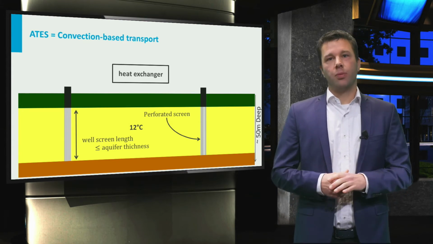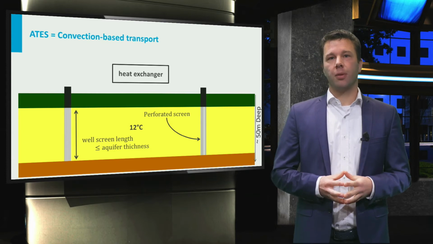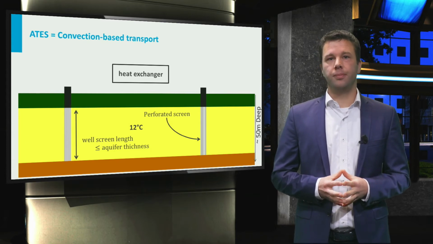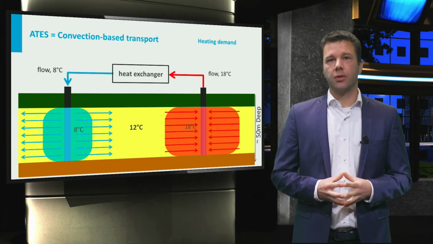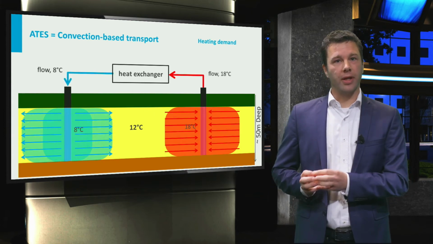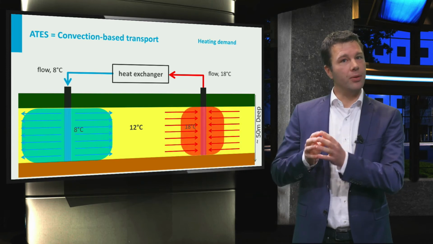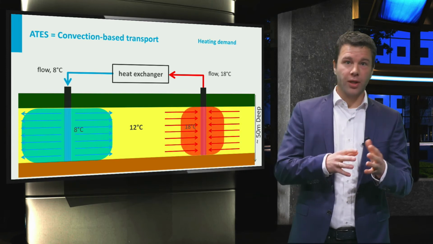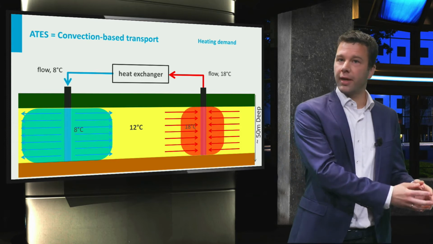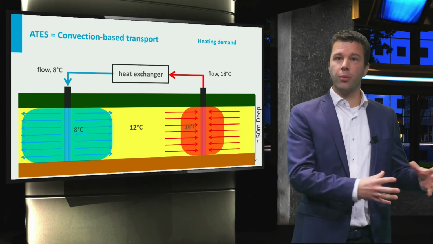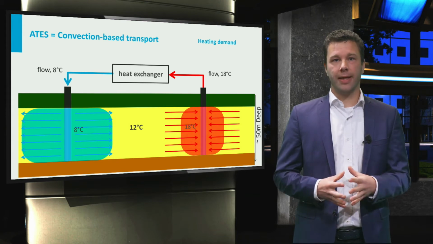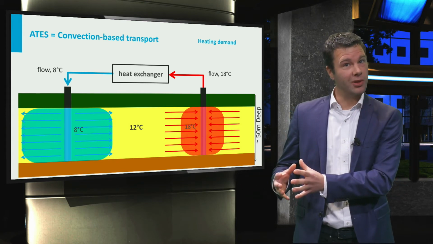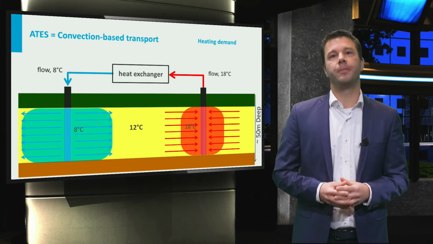In the slides, we assume that the aquifer has an ambient temperature of 12 degrees. When heating is required, the warm water previously stored in the aquifer is extracted to heat the building. The groundwater then becomes colder and is pumped back into the aquifer, thereby cooling down a volume of sediments around the cold well. Obviously, at the same time, the volume of the warm sediments around the warm wells shrinks.